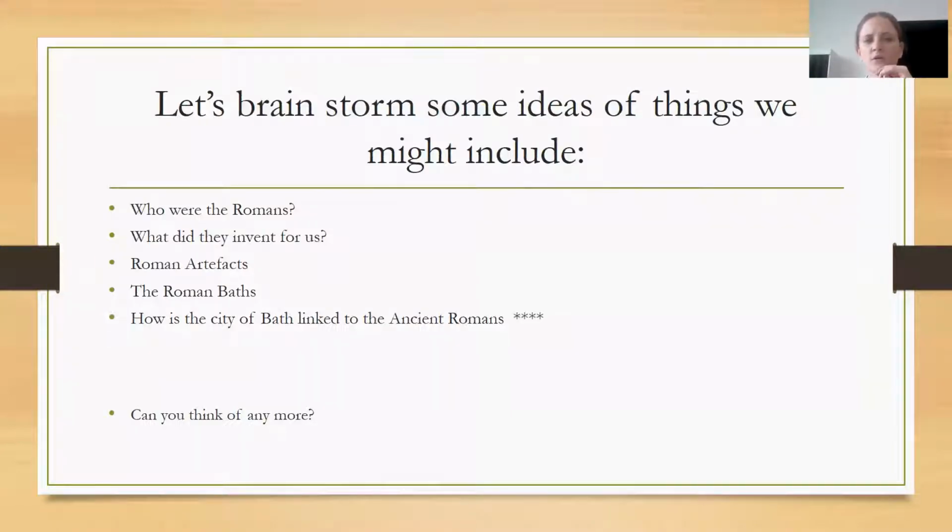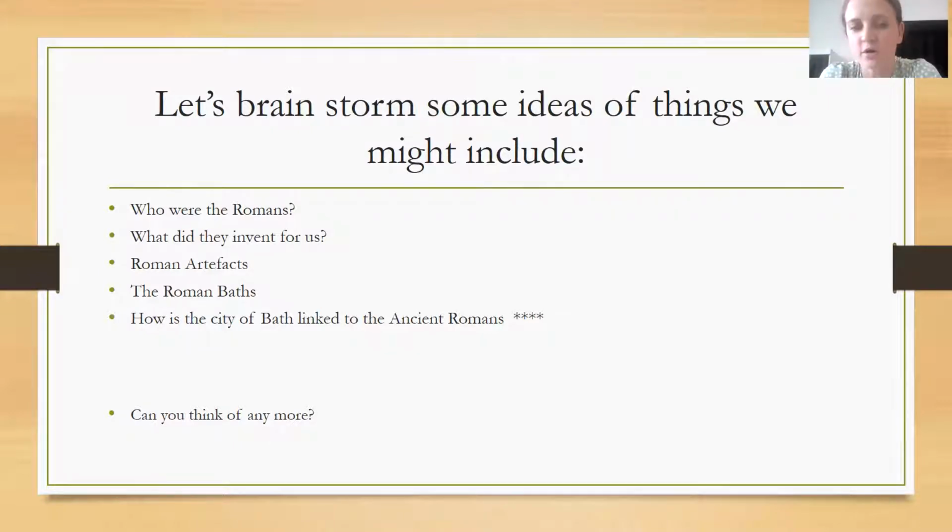So we're going to think about the following. Who were the Romans? What did they invent for us? Roman artifacts, the Roman baths, how this may be linked to the city of Bath, or how the city of Bath could be linked to ancient Rome. So you could do a brochure about visiting ancient Rome and the things you could do when you're visiting ancient Rome. You could go to chariot races, you could go to the Colosseum, you could watch gladiators fighting, you could go to the Roman baths, meet your friends, have a conversation, play games.